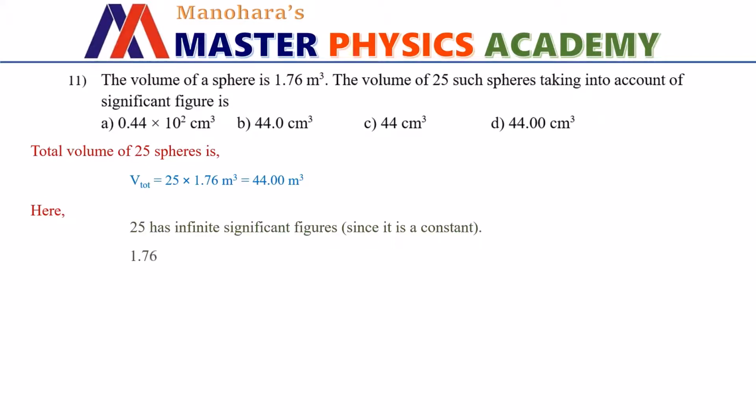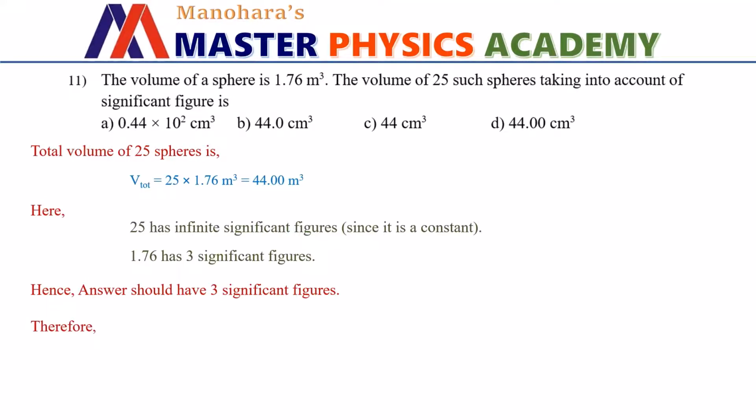1.76 has 3 significant figures because all non-zero digits are significant. Now, according to the rule to find the significant figures for product, the answer should have 3 significant figures. Therefore, the total volume of 25 spheres is given by 44.0 meter cube. Option B is the right choice.